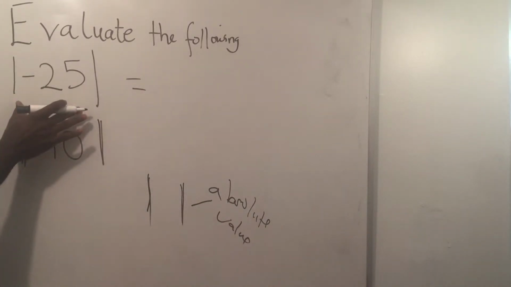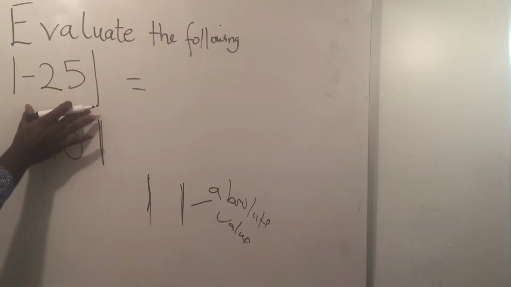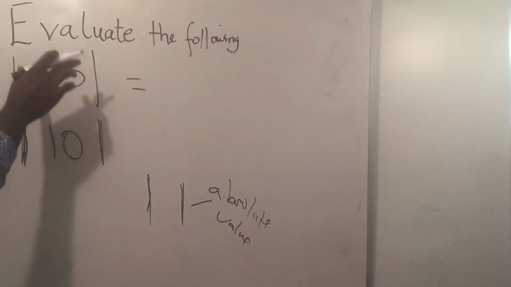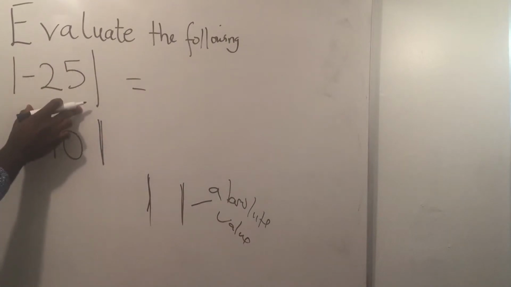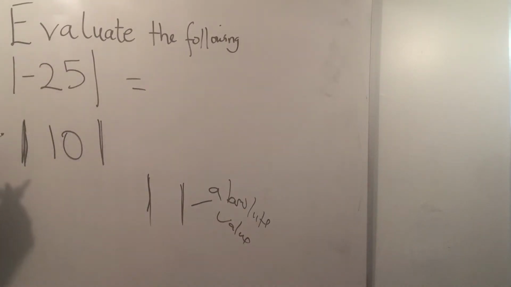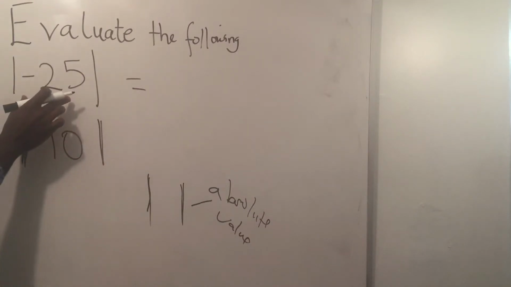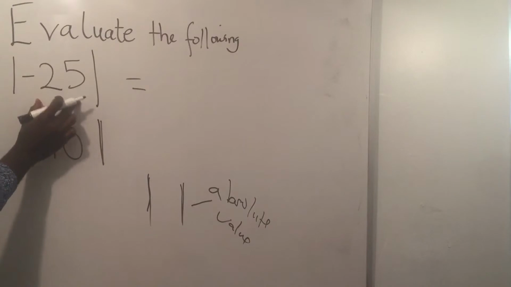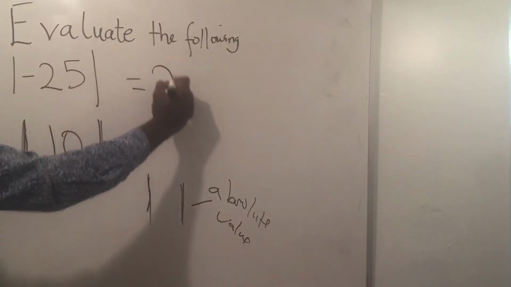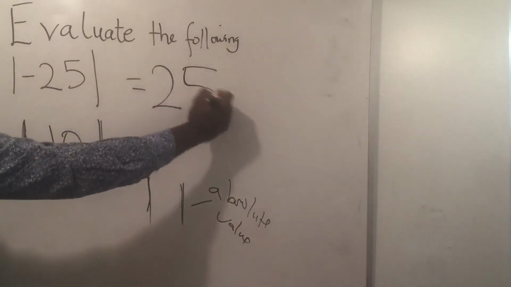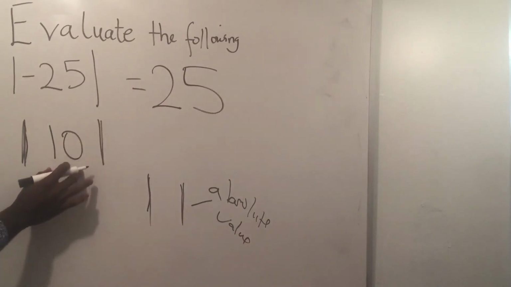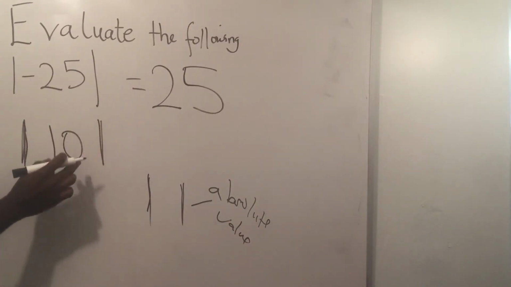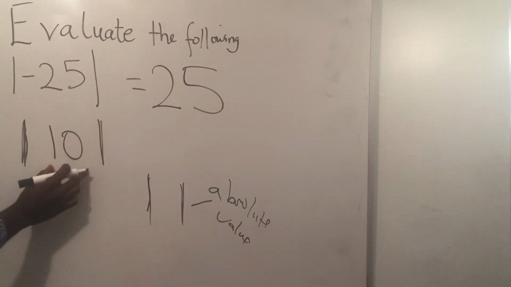So this is how you're going to read this. Absolute value of negative 25. The absolute value of any number is positive that number. So if it's a negative, like this one, absolute value of negative 25 is positive 25. If it's already positive, like I said, absolute value of anything is positive that thing or that number.